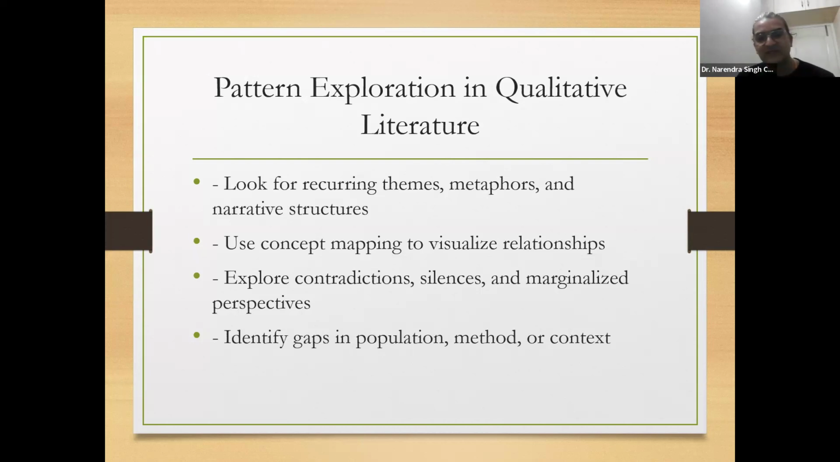And you might have seen, especially in bibliometric analyses and SLRs, that we make visualization maps, visual maps where we can see the various keywords that have been largely researched and what kind of relationships they have. We can also explore the contradictions, the silences and the marginalized perspectives, which are largely researched and which are not much researched. We can even identify the gaps in population.